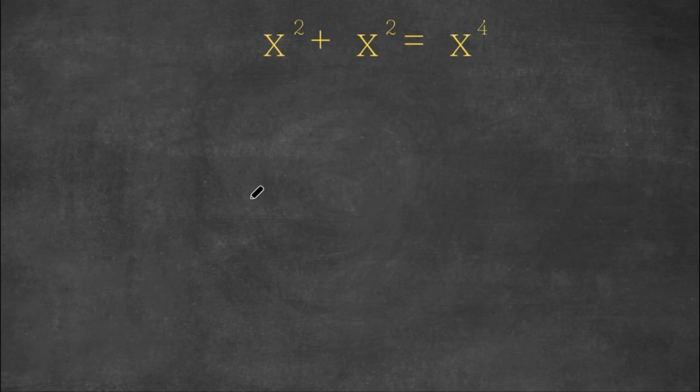Guys, welcome back to Click Academics. In today's video, I'm going to be teaching you guys how to solve this exponential equation. So we have x squared plus x squared is equal to x to the power of 4. Now what I'm first going to do is subtract x to the power of 4 on both sides.